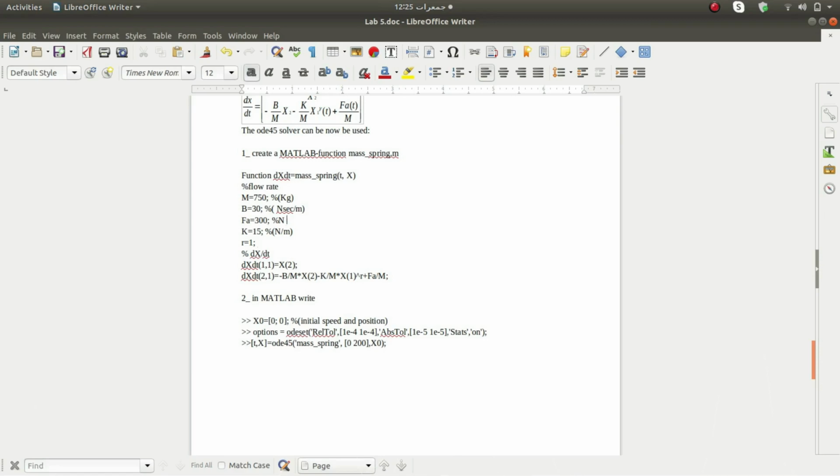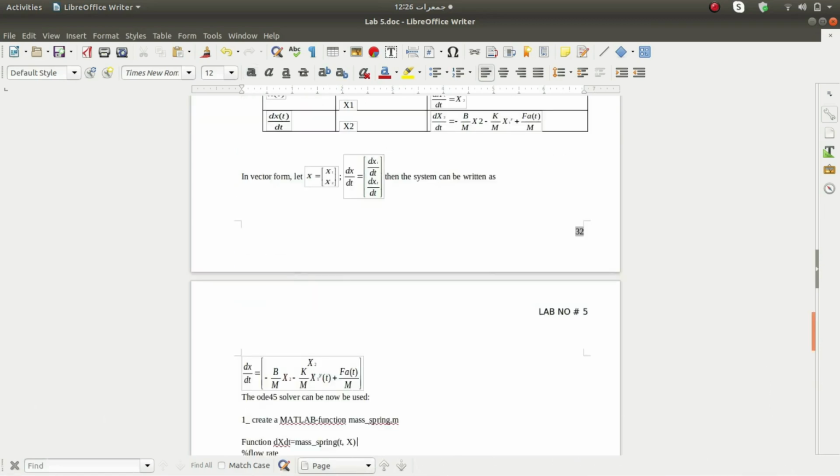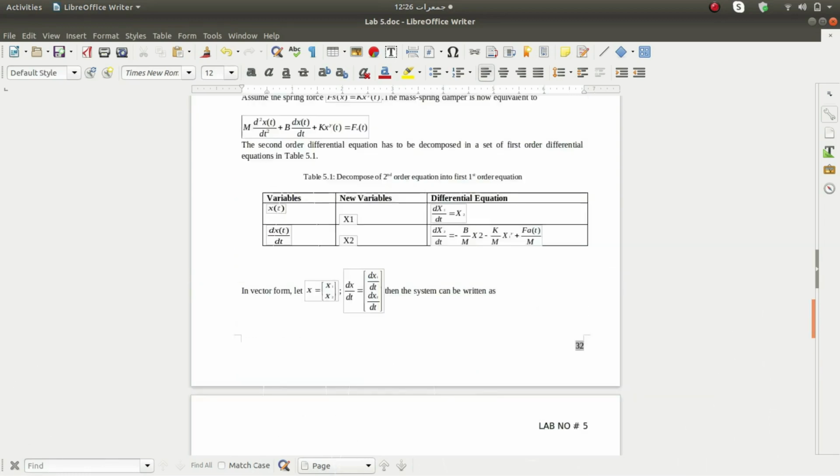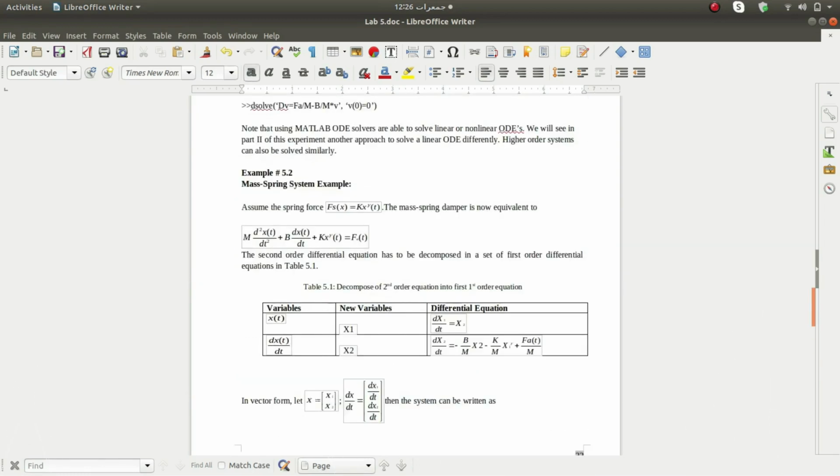So this is the code for solving the mass spring. When you run both the codes of example 5.1 and 5.2, you will get a graphical result. In the first case you will get velocity with respect to time, and in the second case you will get displacement with respect to time.